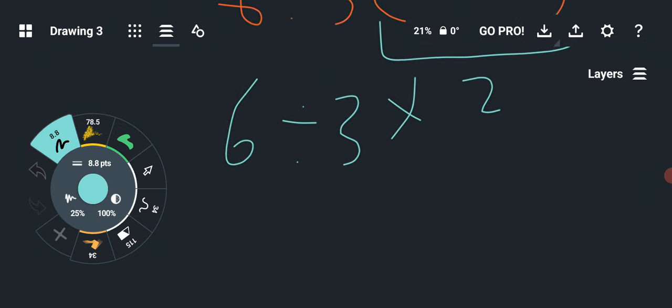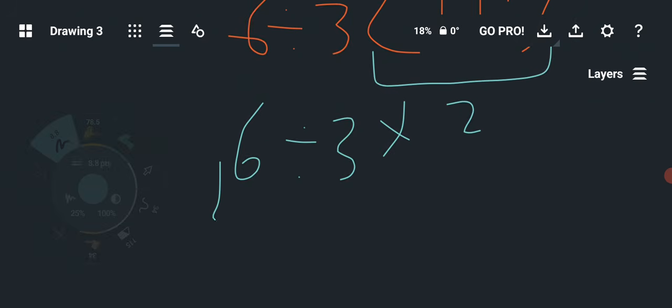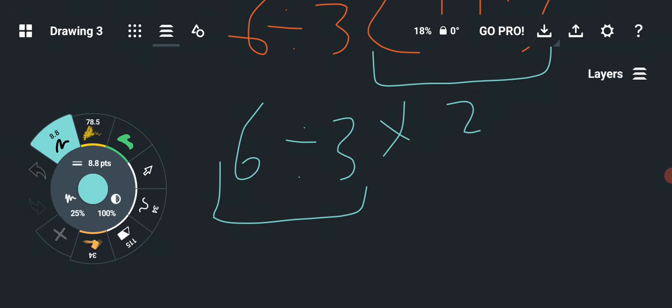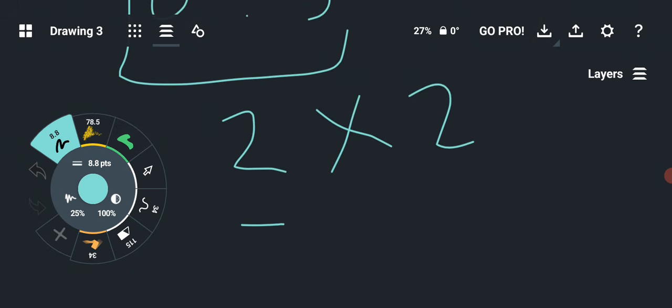Okay, so working from left to right, we have to do 6 divided by 3, and that gives us 2 times 2. And so the final answer is 4. And this is the correct answer.